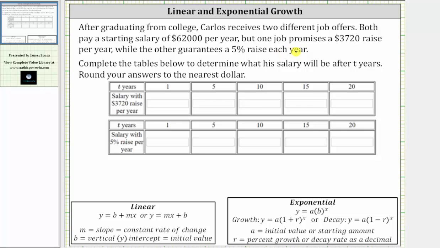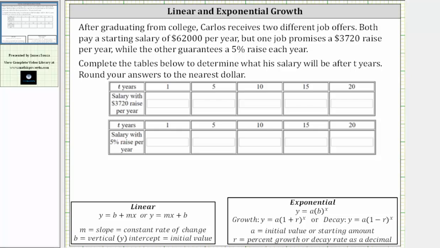We can model the annual salary using a linear equation when we have a constant rate of change, which in this case would be when the raise is $3,720 per year, and we can model the annual salary using an exponential equation when we have a percent of growth per year, which in this case is when the raise is 5% each year. So let's first write the equation for the linear growth in the form of y equals b plus mx, which is equivalent to y equals mx plus b, where b is the initial or starting amount and m is the constant rate of change.